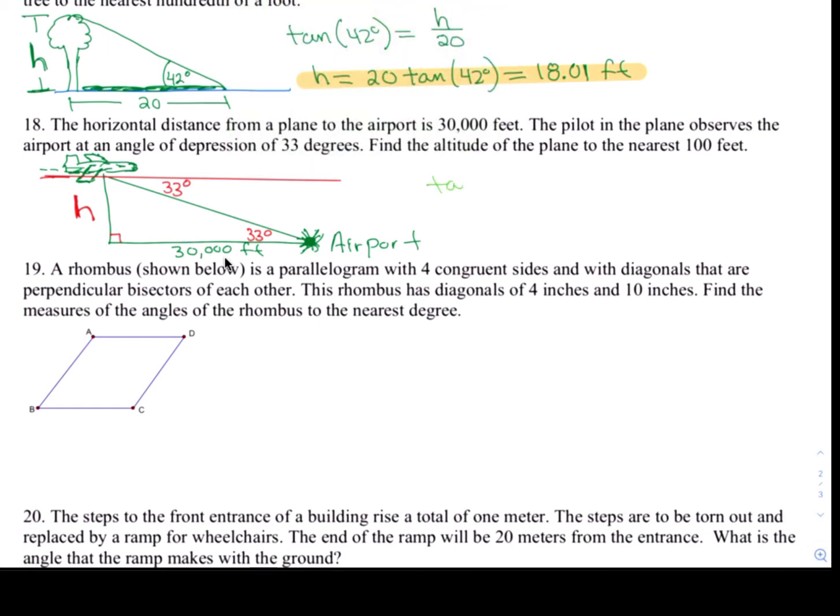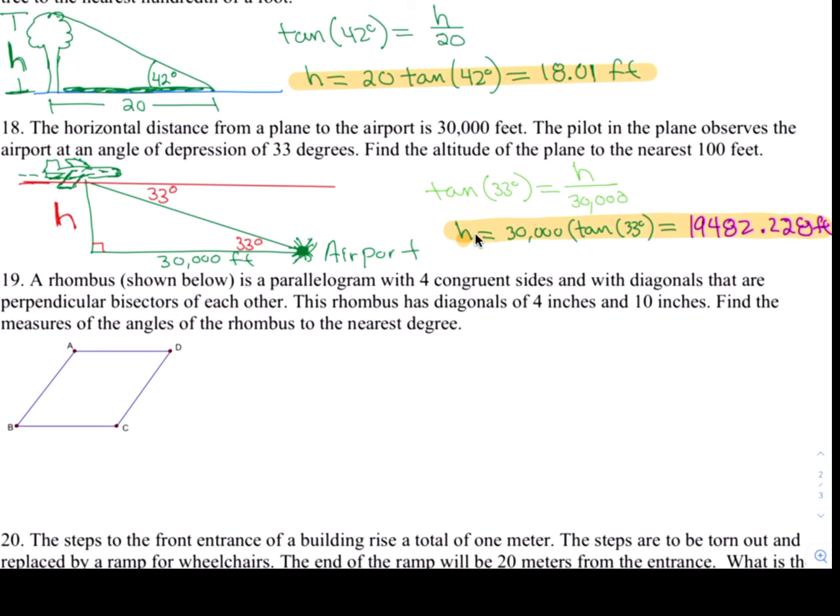So we can say that the tangent of 33 degrees is opposite, which is h, divided by the adjacent side, which is the 30,000. We'll multiply 30,000 on both sides, and so h is going to equal 30,000 times the tangent of 33 degrees. And then we put that in the calculator. All right, and the height is calculated to be 19,482.228 feet.